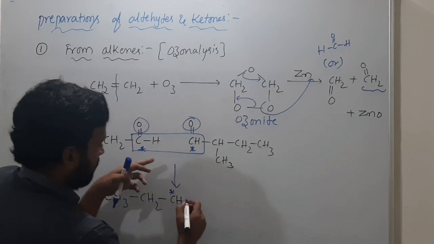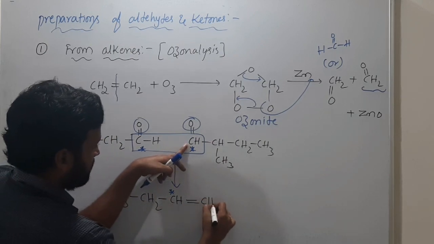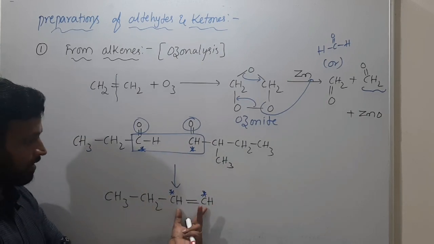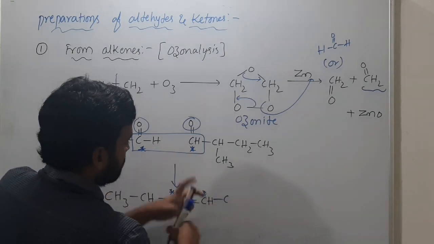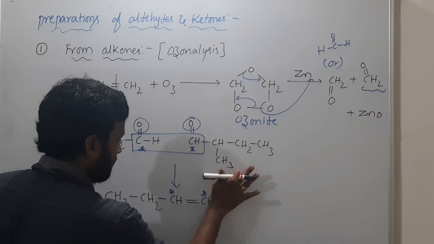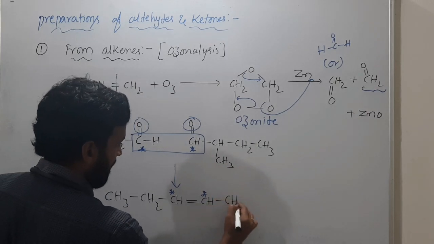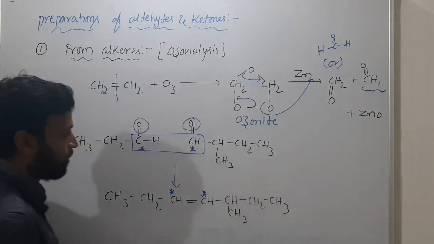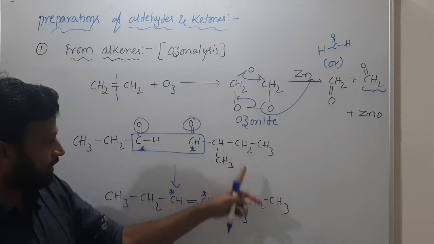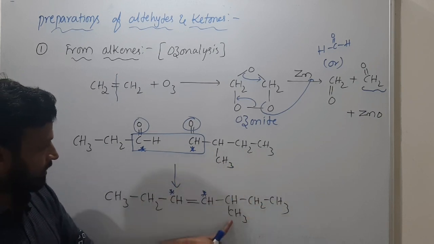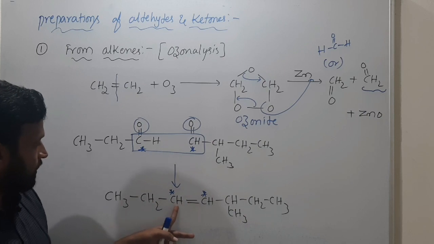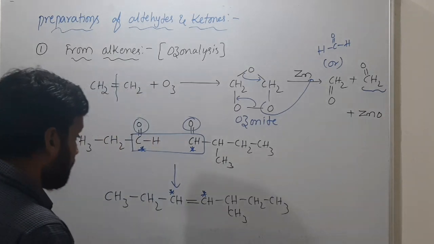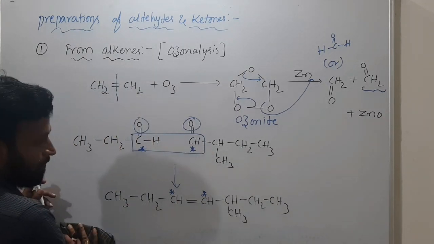Understood? Now I am putting a double bond here and again this CH, and this star carbon. Both carbons combined, and I got CH and CH3 and CH2 CH3. This is the alkene required. Correct or not? CH3 CH2 CH double bond CH CH3. That's it. Got it? This is the alkene required to get these kind of products.